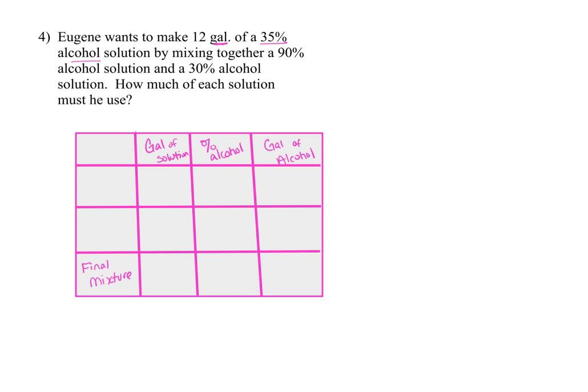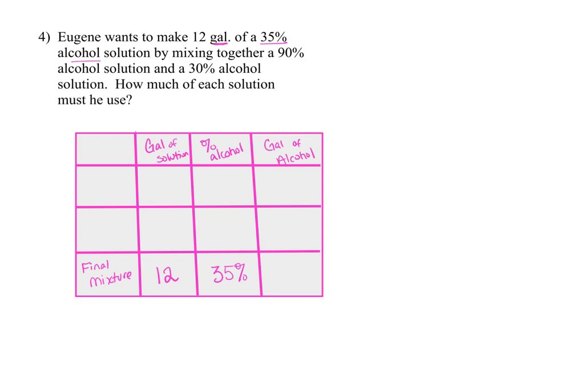Wants to make 12 gallons. Where is that 12 gallons going to go? Under the first column, the last row. That's what he wants to make. 12 gallons. 35%. That is his final solution. That's what he wants to make, right? That's my 35%. All right. So far, so good? All right, let's look at the next line.